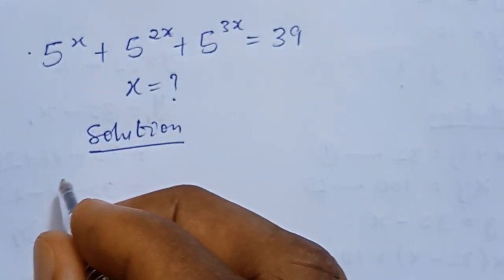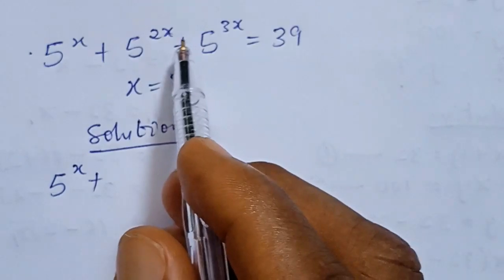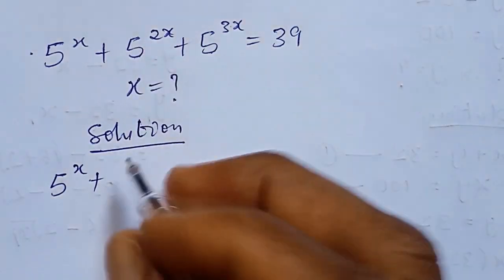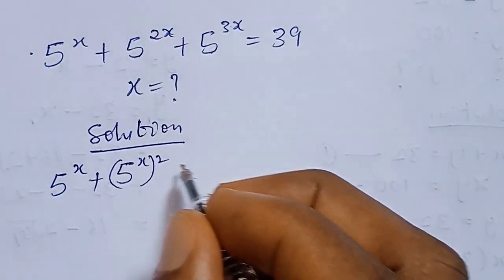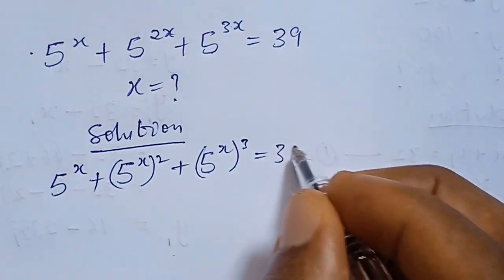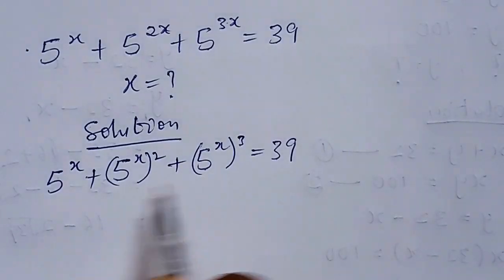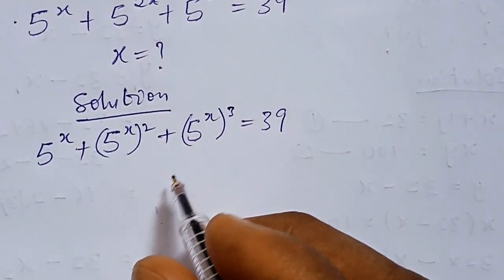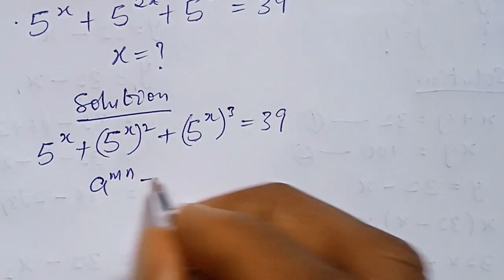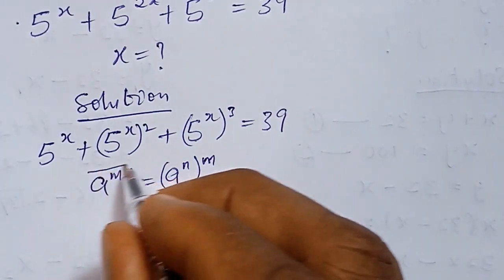What we need to do first is to have 5 raised to power x, and we move the 2 out of the bracket. We now move the x into the bracket, so we have 5 raised to power x raised to power 2, then 5 raised to power x raised to power 3, all equals 39. So we use the exponential identity here to resolve this: a power m, then power n, can be written as a power n, then power m. This is the identity we use for that.